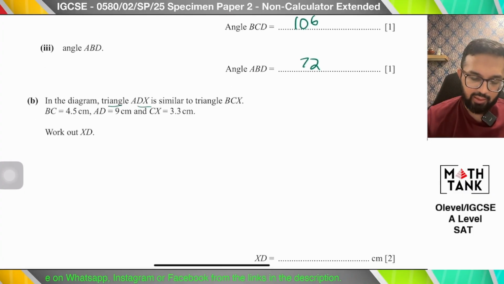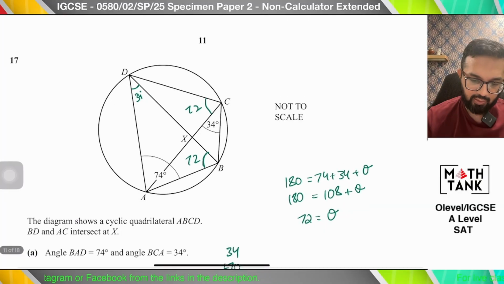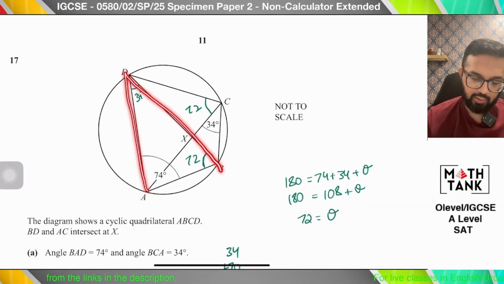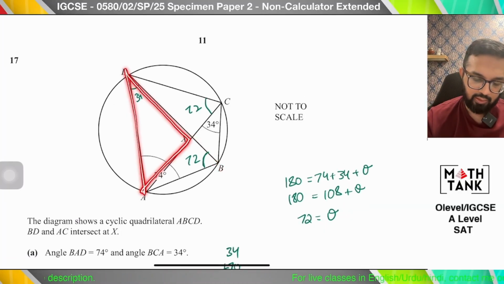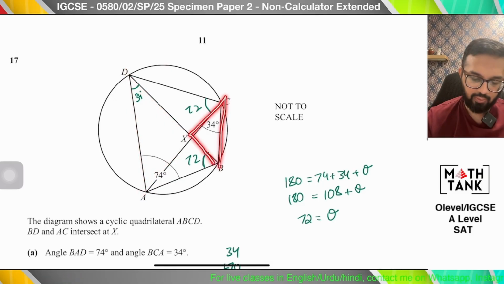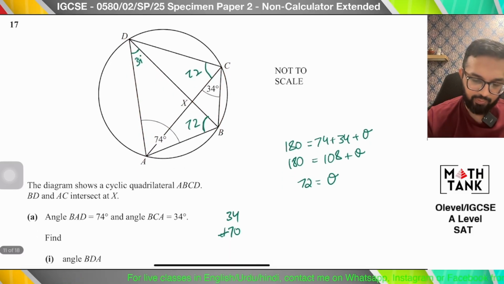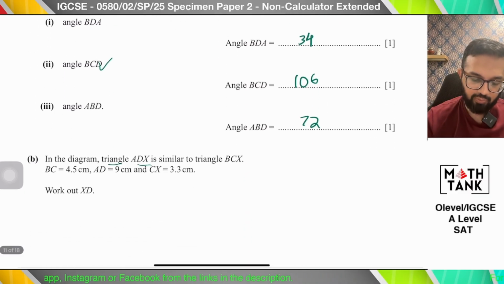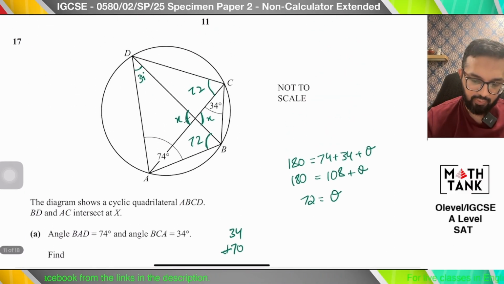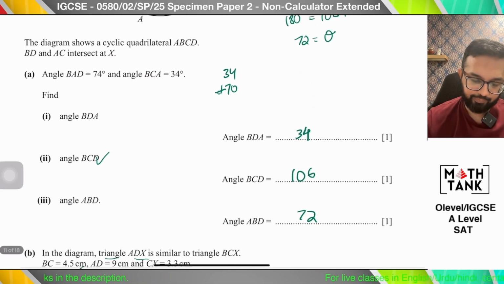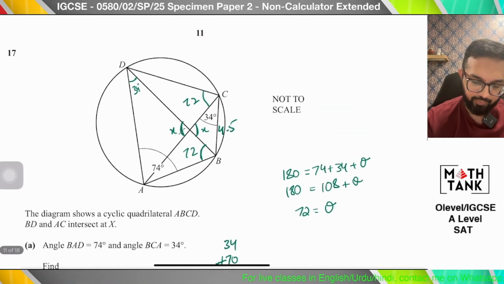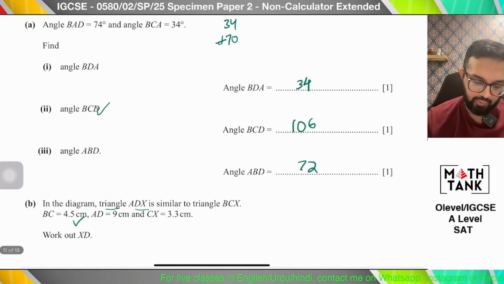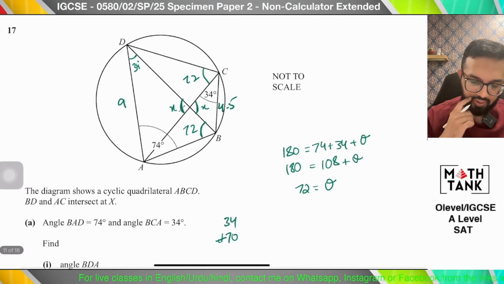Okay, so triangle ADX is similar to BCX. Why? Because they have this one angle in common. I don't know what that angle is. Let's call that x only. Okay. So what else am I given? BC equals 4.5. AD equals 9. CX equals 3.3.